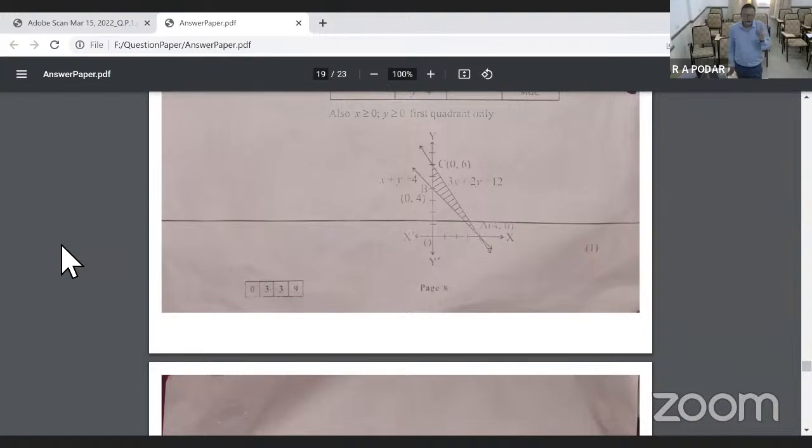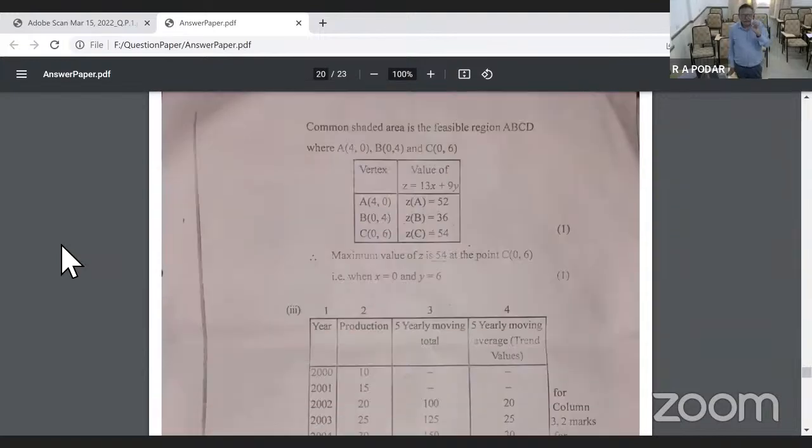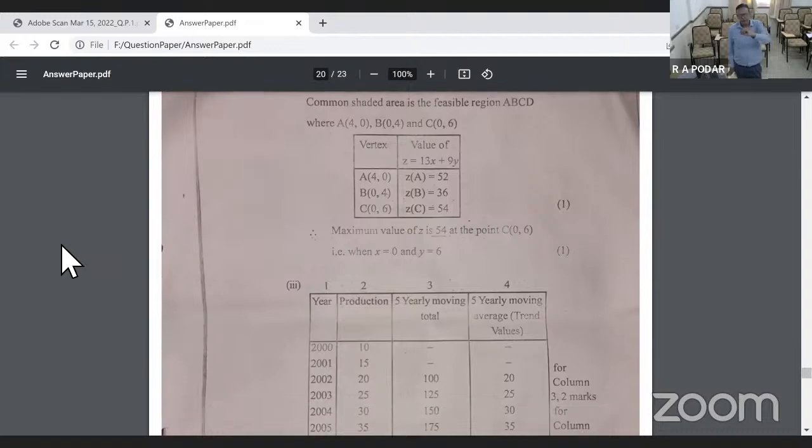We have to substitute in Z. So after substituting in Z, what is the maximum? 54. So at what point? x is equal to 0 and y is equal to 6. So for substituting, 1 mark is there, and for the final answer 1 mark is there. So next we see the third one.